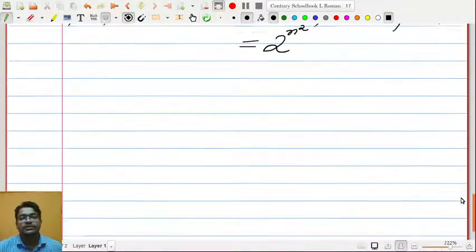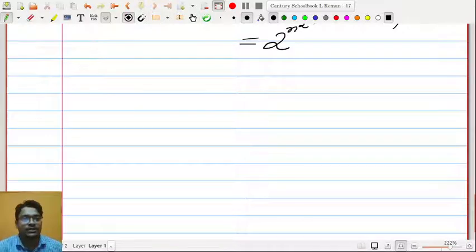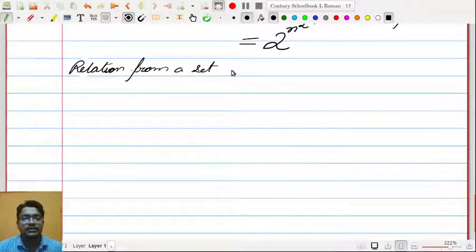So this is the thing, right? So let us see some examples. Before I go to examples, I mention another thing. The relation that we define can be between two sets also. Relation from a set to another set.